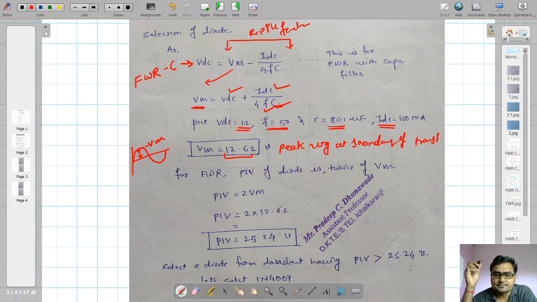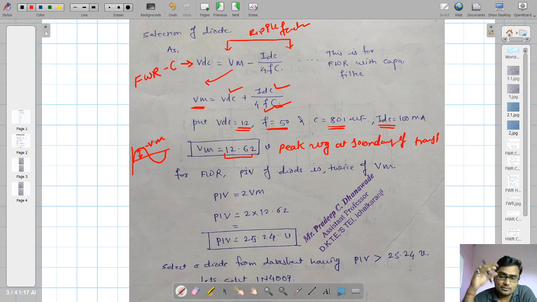But I know that transformer ratings are in RMS, not with the reference of peak voltage. So this peak voltage is not useful for us. To select the transformer, peak voltage is not useful. But to select the diode, this peak voltage is useful. How do we select a diode? Generally, a diode is selected on the basis of PIV rating.